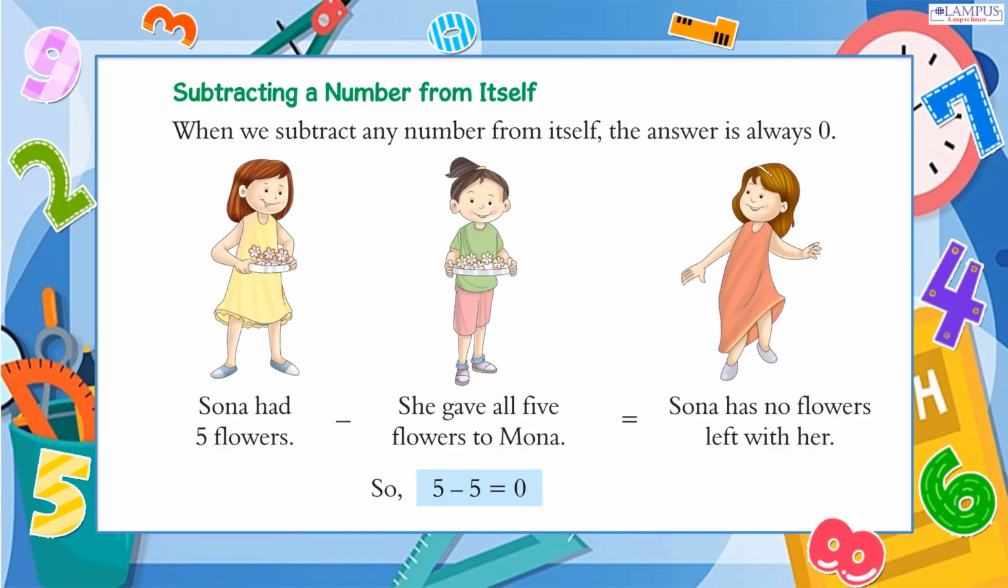Subtracting a number from itself. When we subtract any number from itself, the answer is always 0. Sona had 5 flowers. She gave all 5 flowers to Mona. Sona has no flowers left with her. So, 5 minus 5 equals 0.